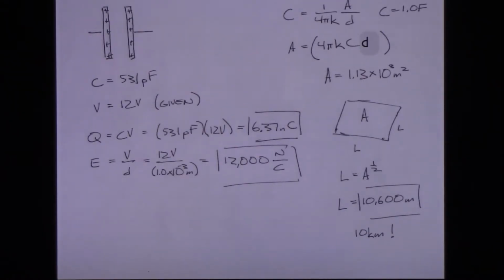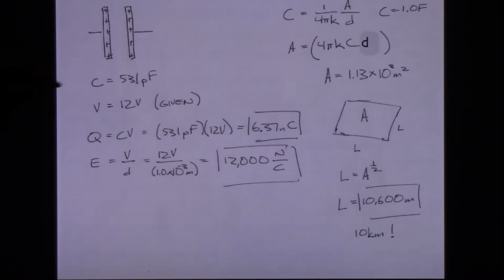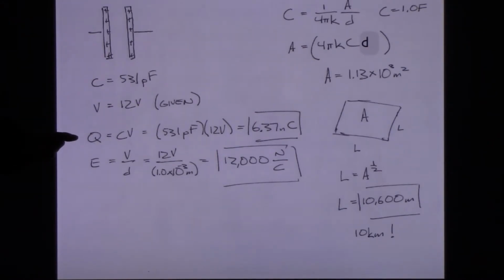There was more on the problem. That's right, I almost forgot. I was so excited about calculating the capacitance, I almost forgot we had other things to calculate. So I calculated the capacitance. Now they told me that the battery was 12 volts. That was given. And so what I can do now is calculate the charge. They wanted me to calculate the charge.